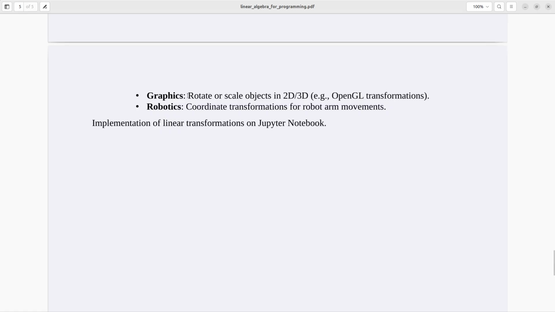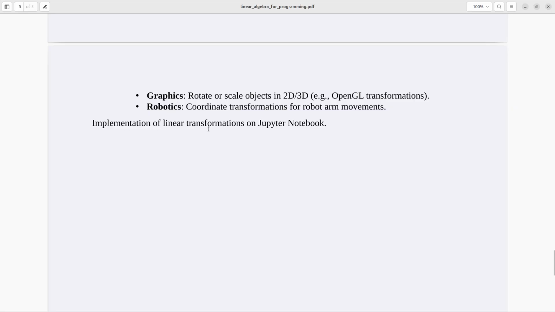And how can we apply the linear transformations in computer programming? We can use it in graphics. So we can do the rotation or the scaling of objects in 2D or 3D space. Okay. For example, by using the OpenGL transformations. And for robotics, we can find out the coordinate transformations for the robot arm movements. So to move the robot arms, we need to do matrix multiplication.